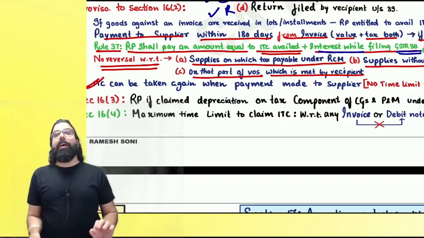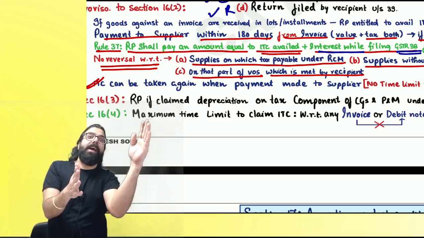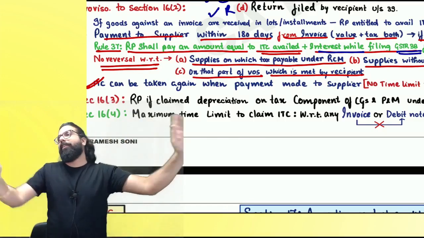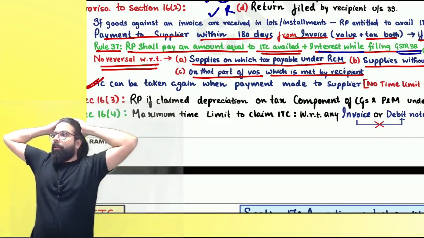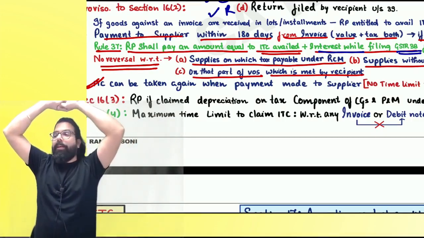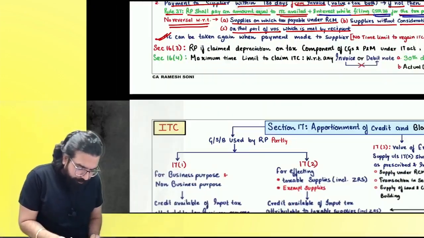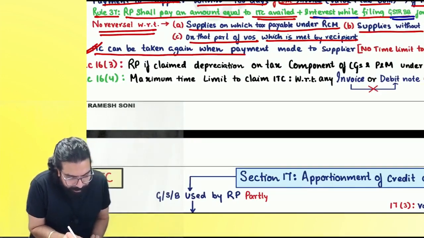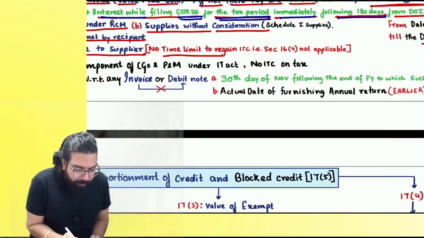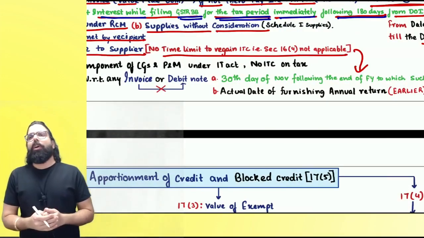Always remember, sir, if I have reversed the credit and now I made the payment to the supplier, can I take the credit back? Yes, there is no time limit to take the credit. Did you guys get it? Is everyone 100% convinced till here? The next one, sir, see, it says ITC can be taken again when the payment is made. No time limit to take the credit again. Section 16(4) time limit is not applicable.